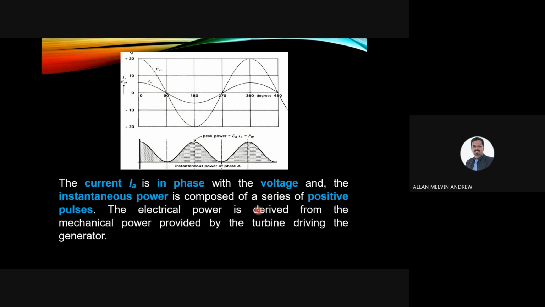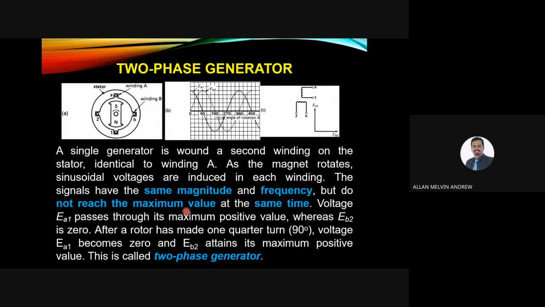So the electrical power is derived from the mechanical power provided by the turbine driving the generator. So electrical power is from the mechanical power. It is transferred or changed to electrical power. Here the mechanical power is provided by the turbine, which is rotating the magnet, and the electrical power is derived from the whole setup of the power generator. Okay, so that is for a single phase generator.